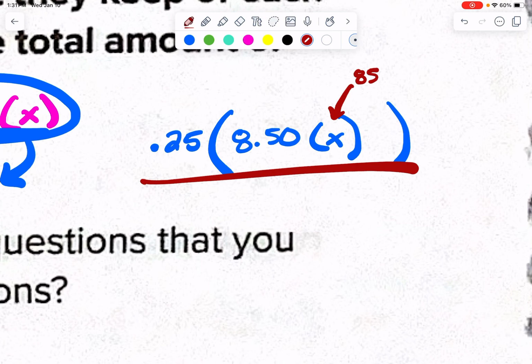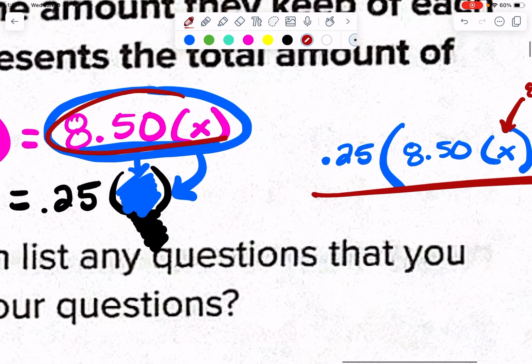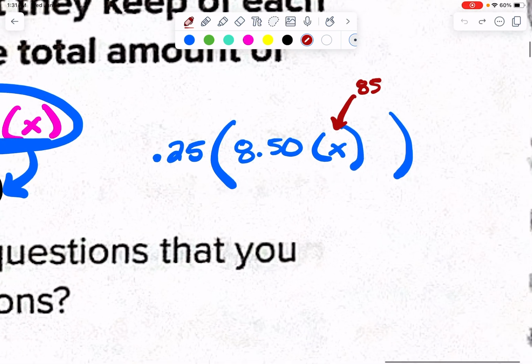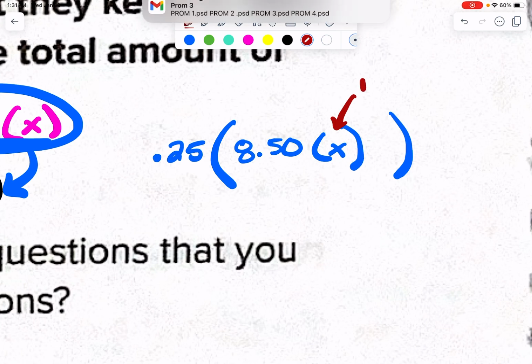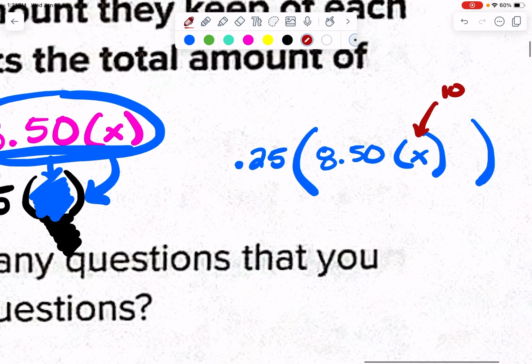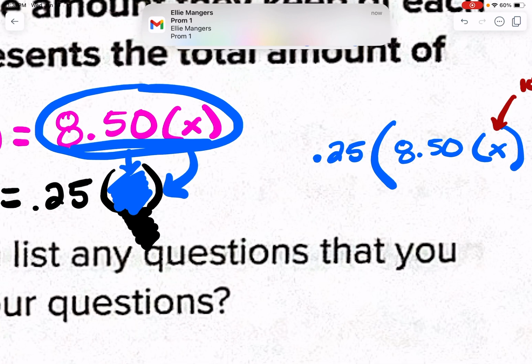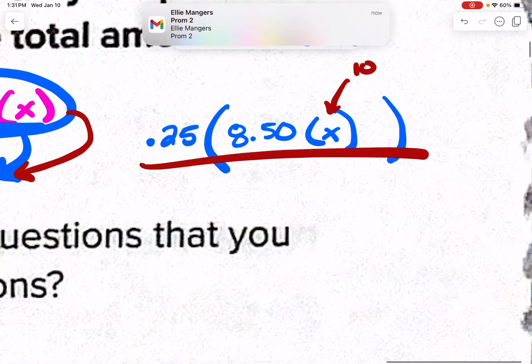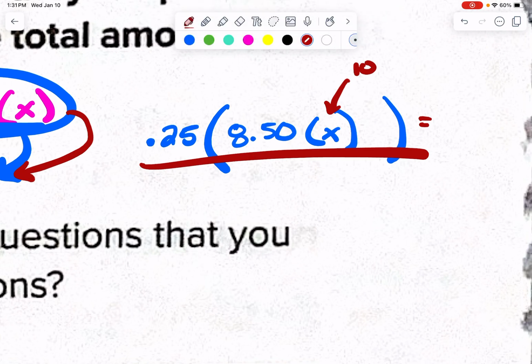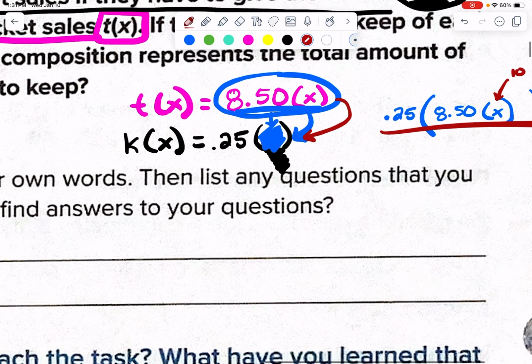It's kind of like taking 85, plugging it into the top number, or not 85. Why did I use 85? I said 10 tickets, right? So rather than plugging 10 into the top and then plugging that amount into the bottom, I just plug 10 into the whole thing, and it will give me the amount of money that the movie theater gets to keep. So that's a composition function.